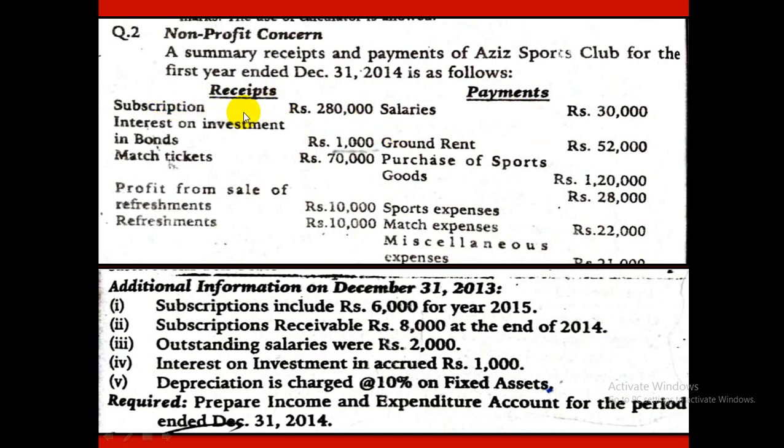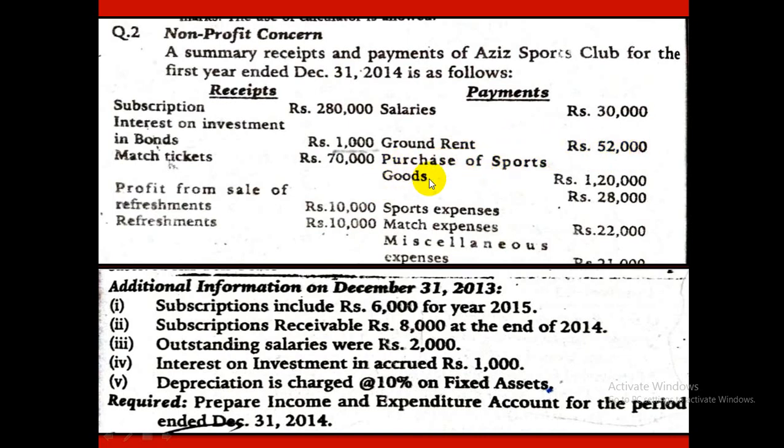Subscription income received is rupees 2,80,000. Interest on investment in bonds, which is their income, they had received rupees 1,000. Due to sale of match tickets, their income is 70,000. Profit from sale of refreshments is rupees 10,000. Salaries are 30,000, an expense which they had paid. Ground rent is 52,000, again an expenditure which they had paid.